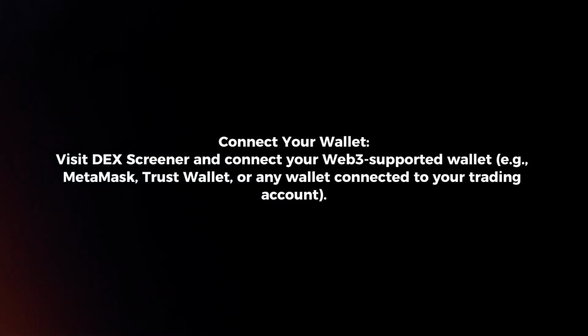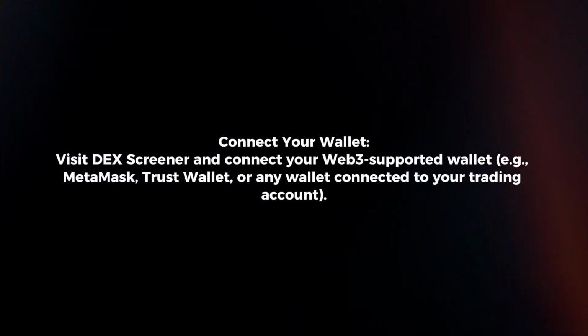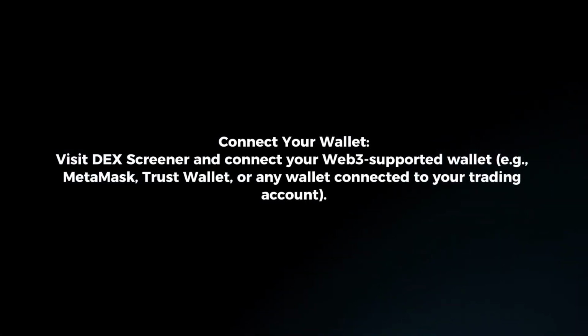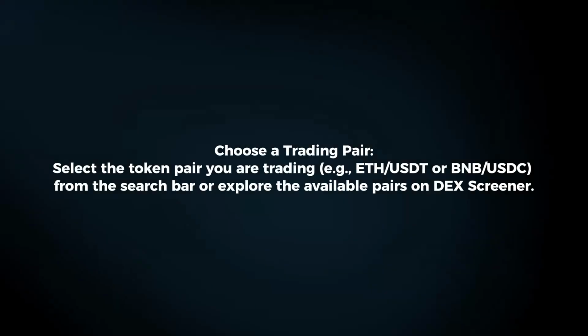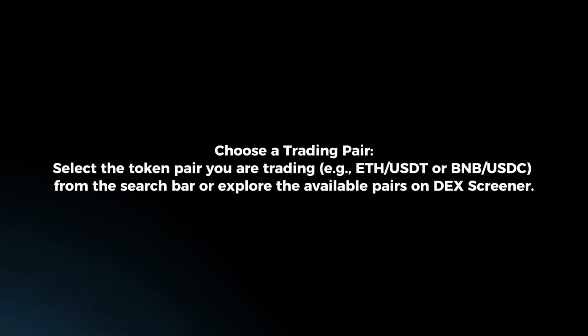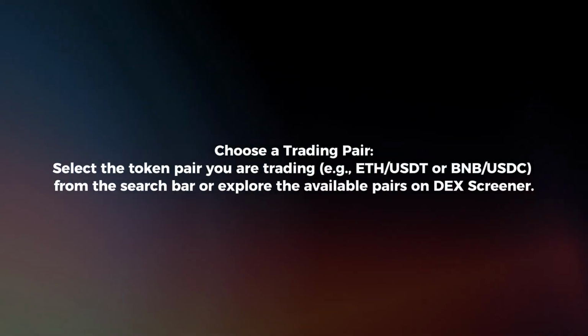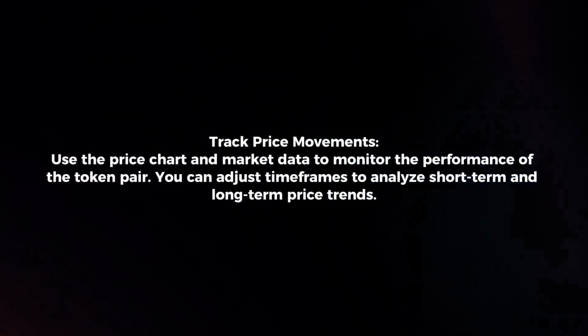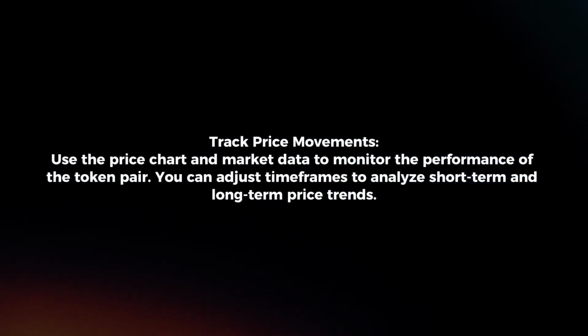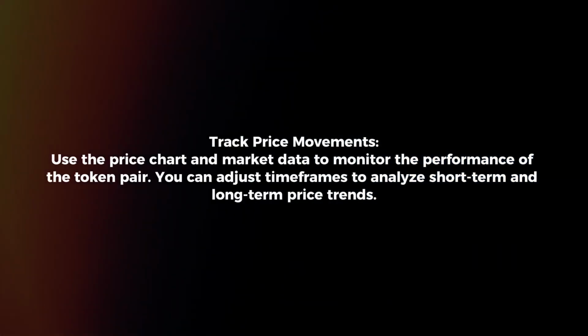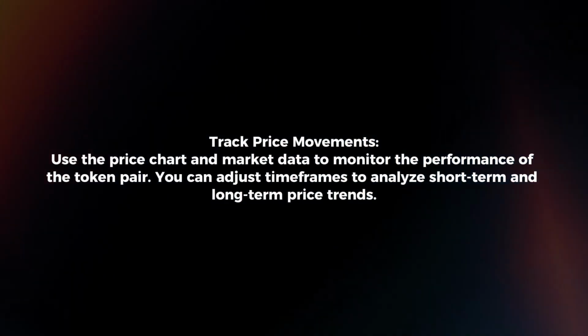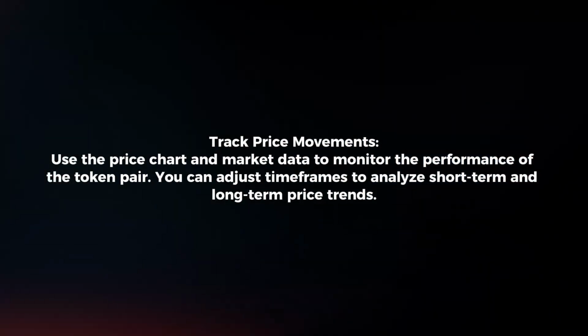Connect your wallet. Visit DEX Screener and connect your Web3 supported wallet. Choose a trading pair. Select the token pair you are trading from the search bar or explore the available pairs on DEX Screener. Track price movements. Use the price chart and market data to monitor the performance of the token pair. You can adjust timeframes to analyze short-term and long-term price trends.